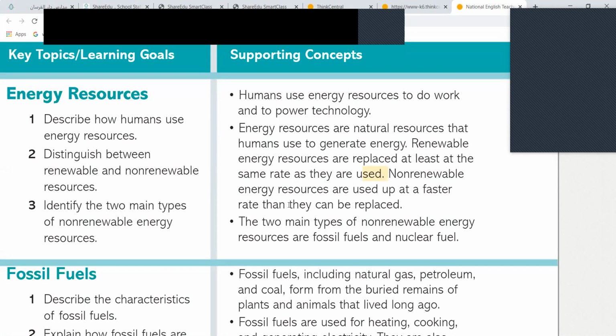Okay, yesterday I explained to you about the fossil fuels and the nuclear fuels. What do you think? Which one is more easily found? Is it fossil fuel or nuclear fuel? Fossil fuel. You know that. Very good, fossil fuel.